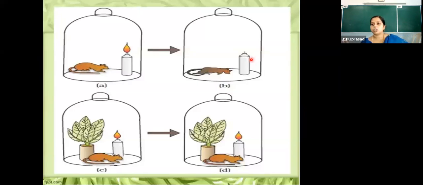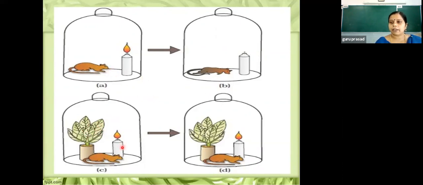Okay. Both processes require oxygen. As soon as the oxygen is completed here, the mouse died due to the lack of oxygen, and the candle is also turned off. Okay. So after some time, again, he introduced a mint plant to the same setup.